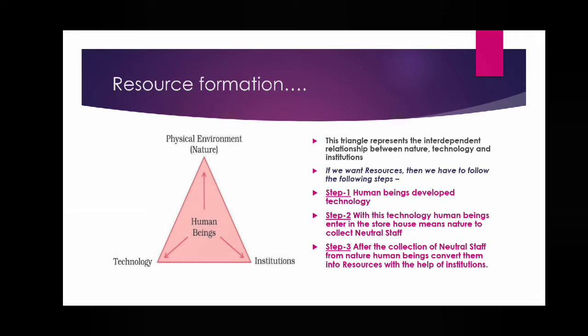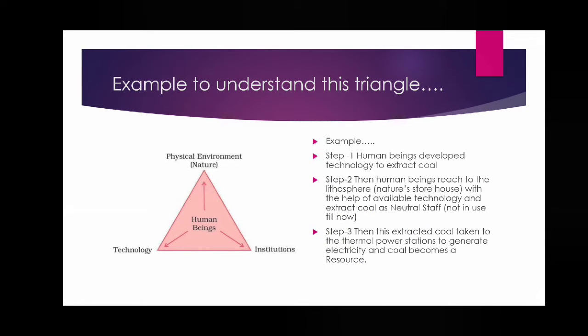Then this neutral stuff is carried to which place? Institutions. Institutions, as I have already told, are like thermal power stations and industries, and then this neutral stuff is converted into a resource in these institutions. Clear? That is the process. So now come to the example. How can you understand this interdependent relationship? I am explaining with the help of coal.